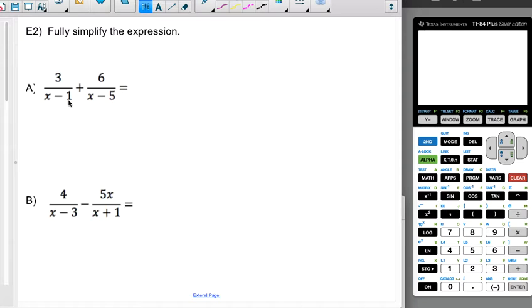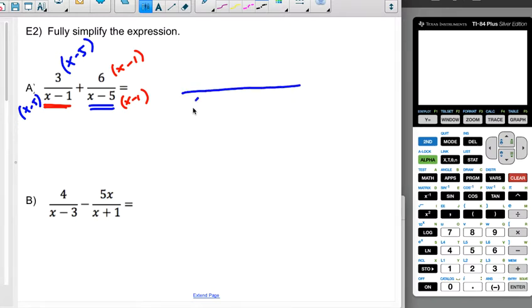So what I'm going to need to do is take this denominator and multiply this fraction by that denominator over itself. I'm going to take this denominator and multiply the other fraction by that denominator over itself. Kind of ran out of room. So that means I get a common denominator of (x - 1)(x - 5). It doesn't matter what order you write them in. And on top, I'm going to get 3x - 15, and a 6x - 6, so plus 6x - 6.